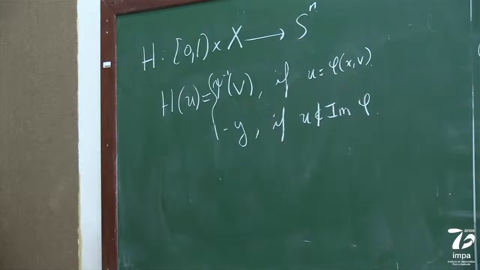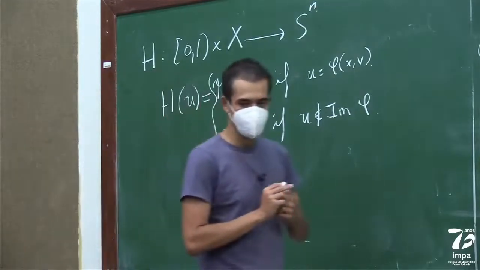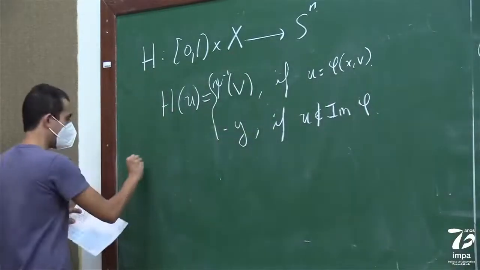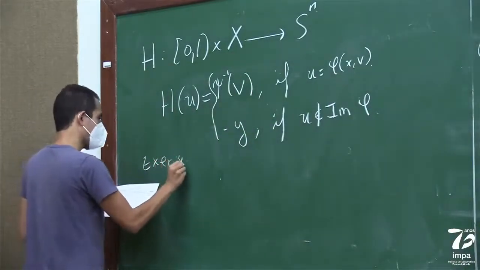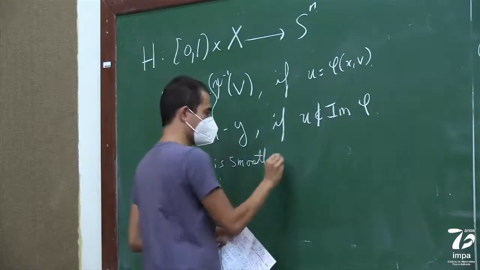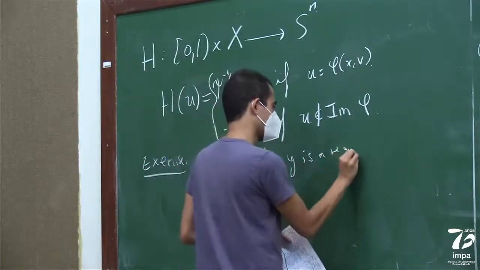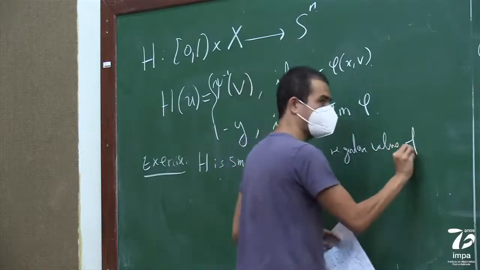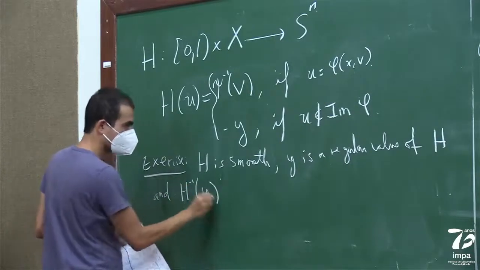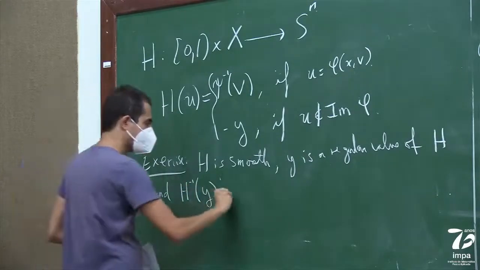Okay. So that's the map H. And it's actually quite simple. It's surprisingly simple. But what you can check, and I guess I can say this is an exercise, is that H is smooth, y is a regular value of H, and the preimage of y is just equal to C.